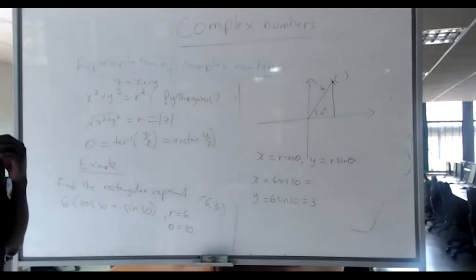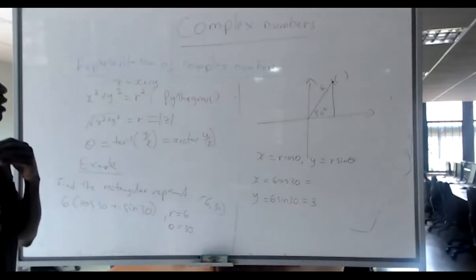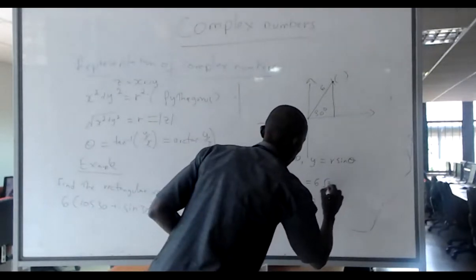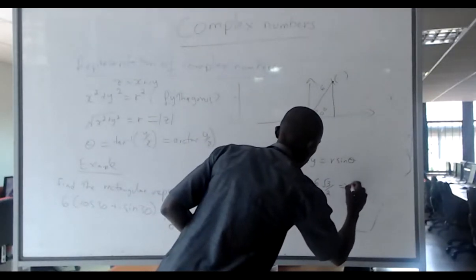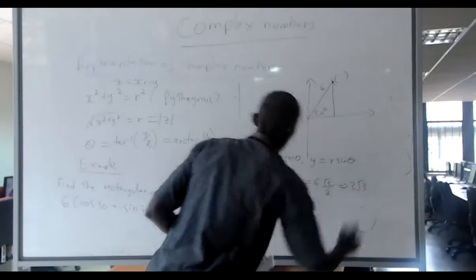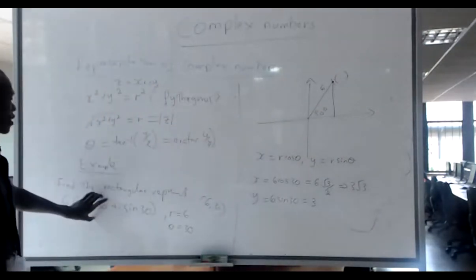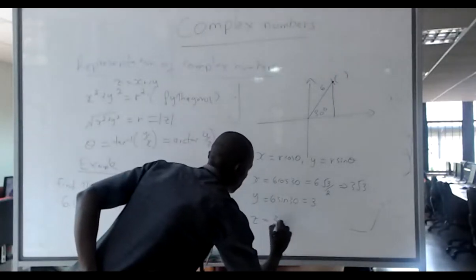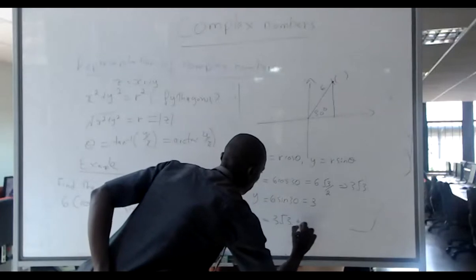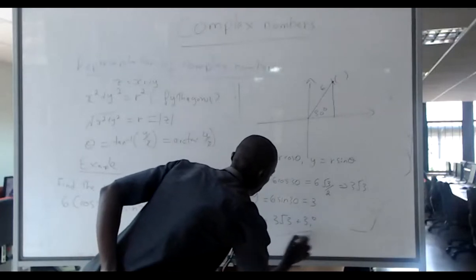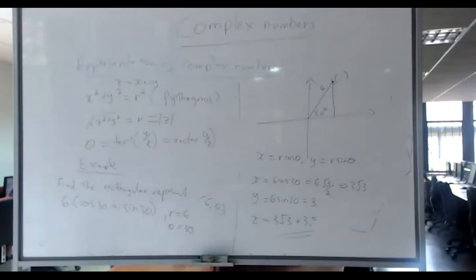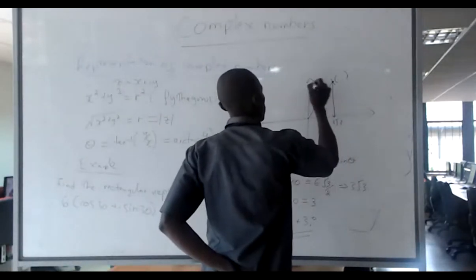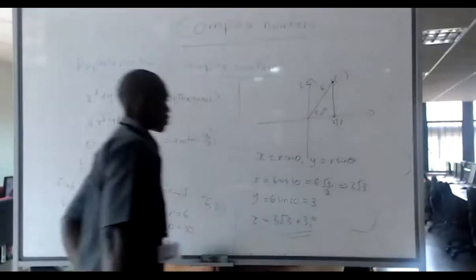Cosine of 30 should be 0.866, which is the same as square root of 3 divided by 2. So this is the same as 6 times square root of 3 divided by 2, which is the same as 3 root 3. So in other words, this is simply the complex number 3 root 3 plus 3i. So the x coordinate here will be 3 root 3, y coordinate here will be 3.